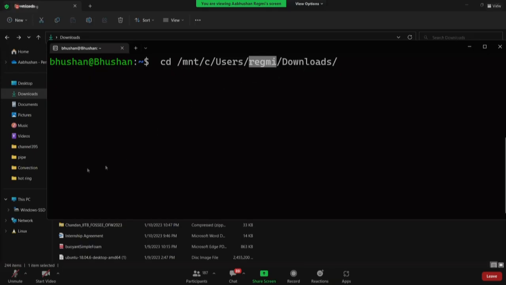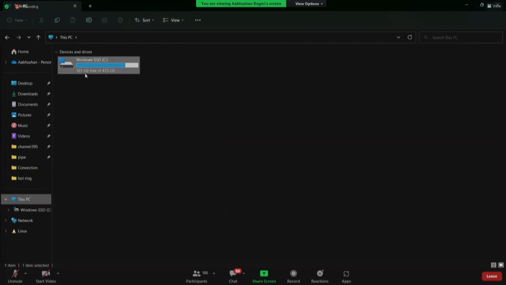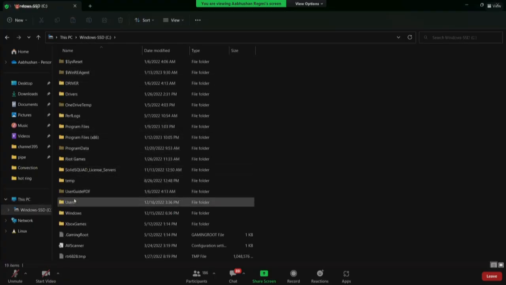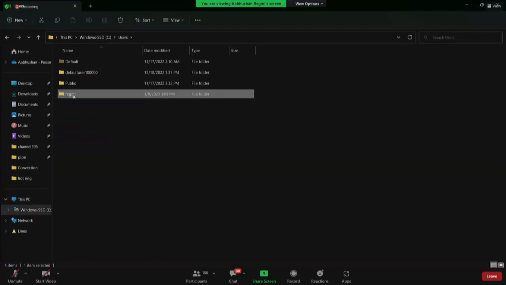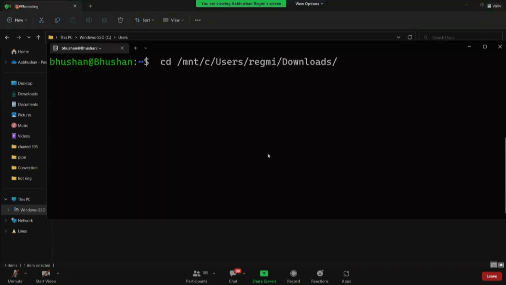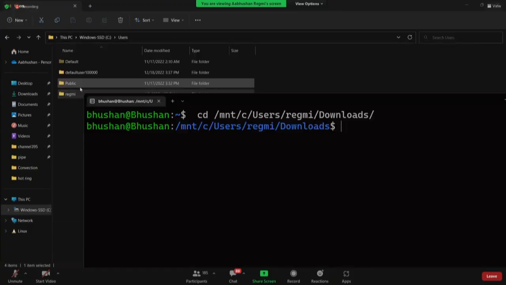You can figure that out by going to This PC, and then going to Users. So here it is regme. In your case, it may be something else. You can just edit that part and put your PC name. So if I press enter here, it will direct me to downloads. Now I am finally in this directory.